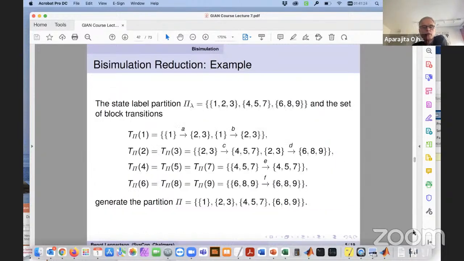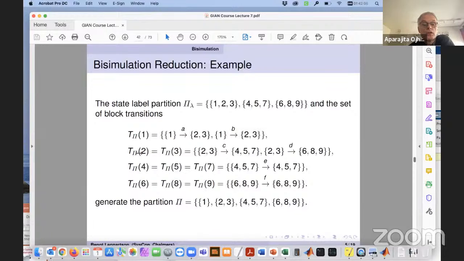And if you apply the algorithm also to this, you find that the block transitions for 4, 5, and 7 are the same. They are that you have a block 4, 5, 7, E to 4, 5, 7, and self loop. And this is valid for both when you start in state 6, 8, and 9 for the F transition, and when you start in 4, 5, and 7 for the E transition. So that means that we confirm that these can be joined.